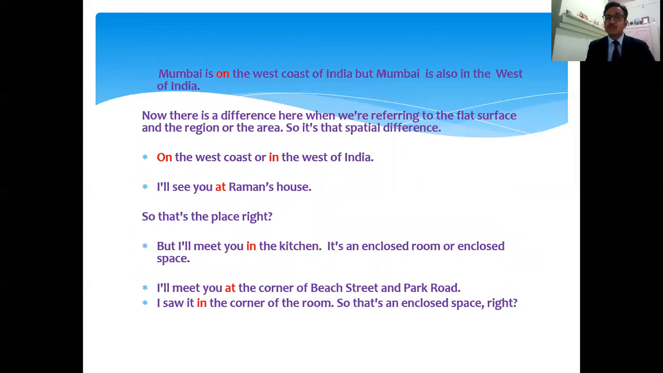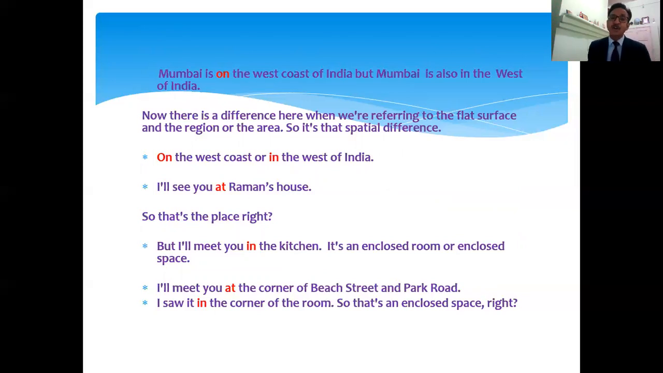Mumbai is on the west coast of India, but Mumbai is also in the west of India. On the west coast, in the west of India. What is the difference? There is a difference here when we are referring to the flat surface and the region or the area. So that's a spatial difference. I'll see you at Raman's house. So that's the place, right? You understand? But I'll meet you in the kitchen. It's an enclosed room or enclosed space.